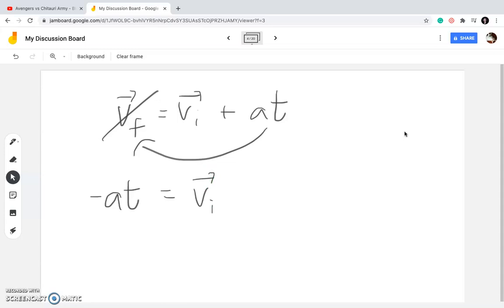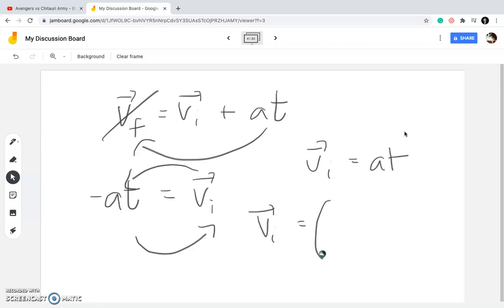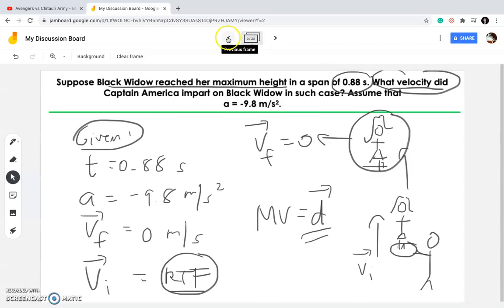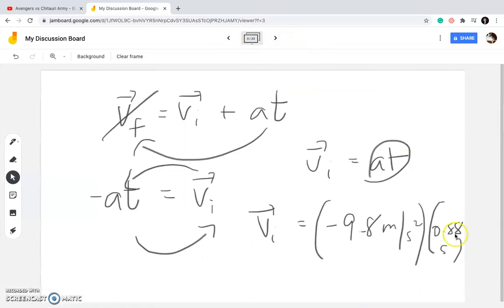You can flip that horizontally. It's okay. So it's v sub i equals negative acceleration times time. Let's plug in the given values. Acceleration is negative 9.8 meters per second squared, and then time is 0.88 seconds. I hope that's right. Yeah, it's 0.88 seconds. Okay, I forgot the negative sign. We transpose it, so it should be negative. So there's another negative sign right there.